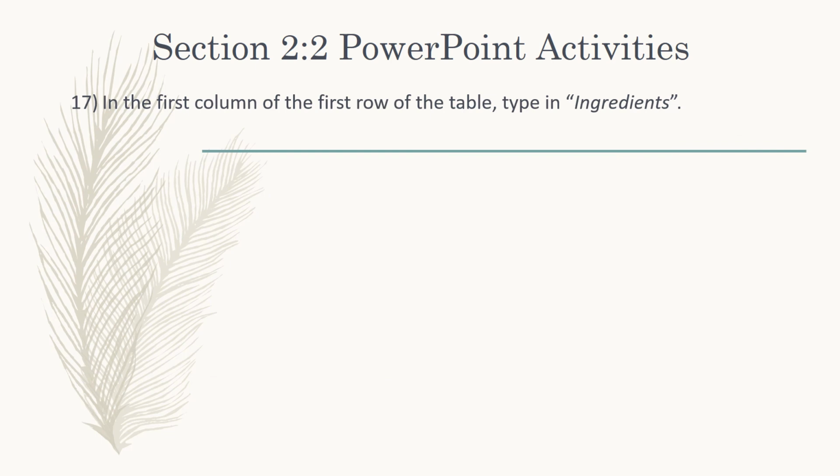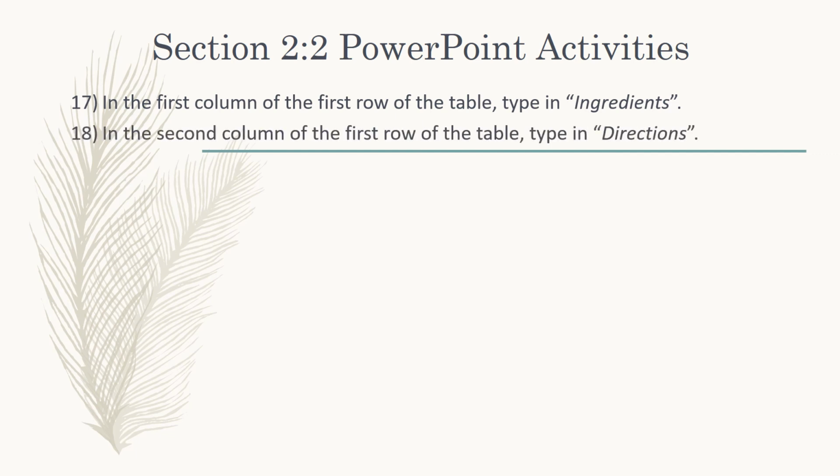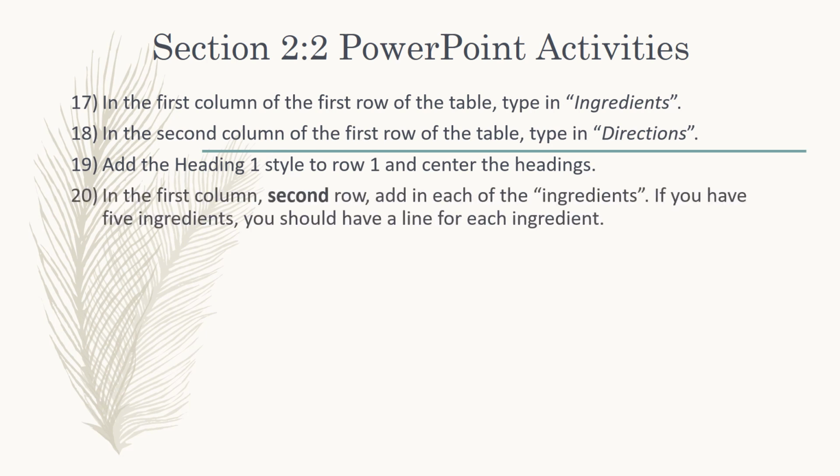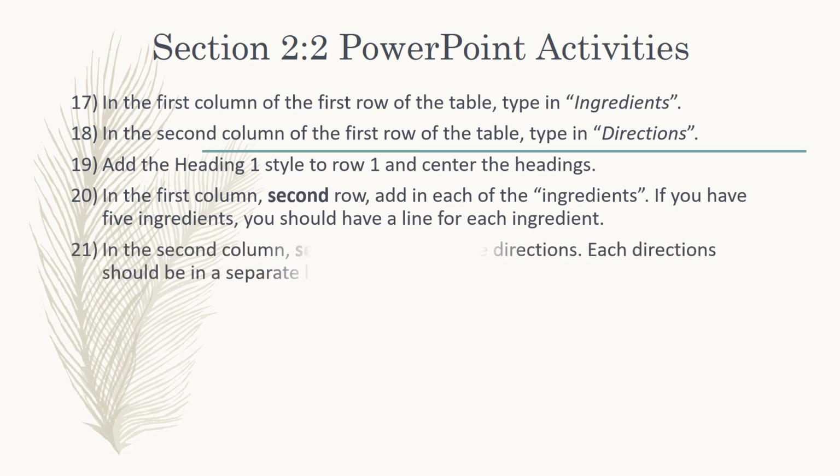In the first column of the first row of the table, type in ingredients. In the second column of the first row of the table, type in directions. Add the heading 1 style to row 1 and center the headings. In the first column, second row, add in each of the ingredients. If you have 5 ingredients, you should have 5 rows, a line for each ingredient.